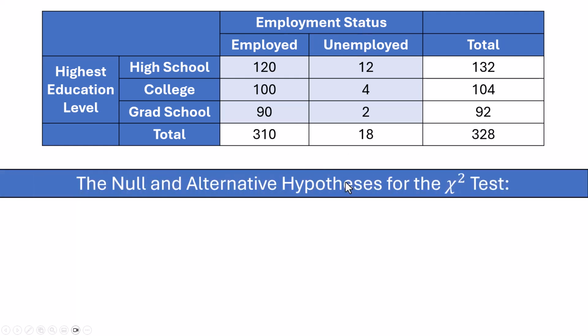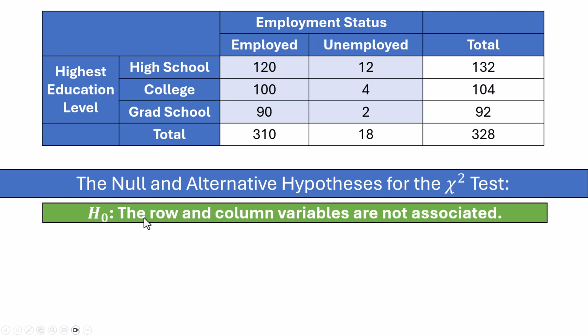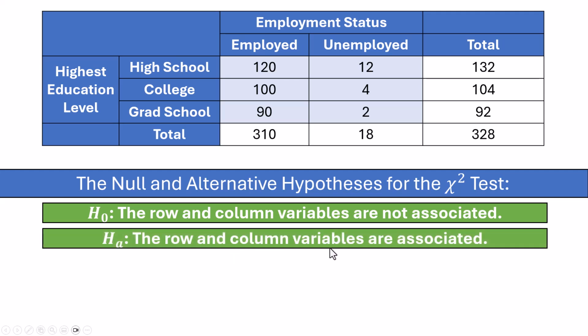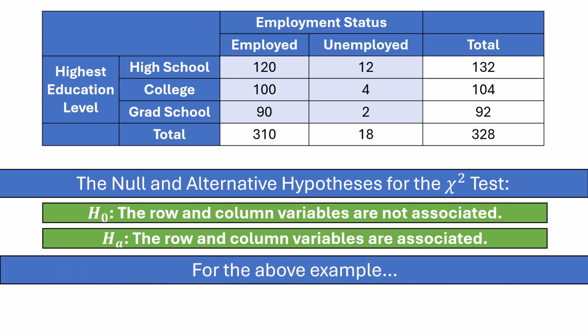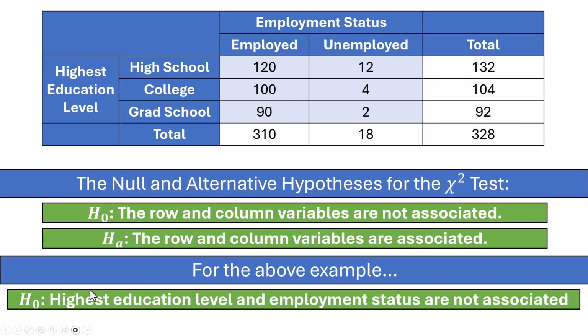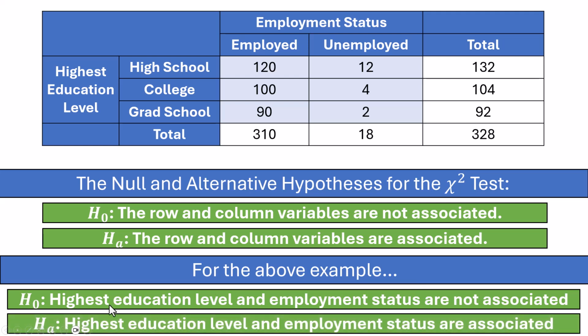Let's talk about the null and alternative hypotheses for the chi-square test. The null hypothesis will always be that your row and column variables are not associated. And the alternative hypothesis will be that the row and column variables are associated. Of course, you'll be more specific to whatever problem you're dealing with. So for this example, our null hypothesis would be that the highest education level achieved and employment status are not associated, and the alternative will be that the highest education level and employment status are associated.